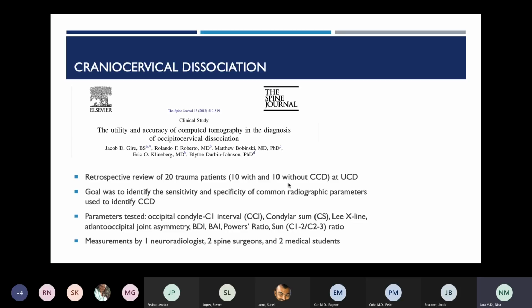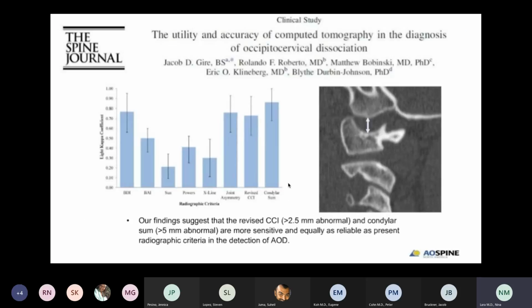So this study here, the utility and accuracy of CT in the diagnosis of occipital cervical dissociation, is a retrospective review of 20 trauma patients, 10 with and 10 without craniocervical dissociation. The goal was to identify the sensitivity and specificity of the common radiographic parameters that we use to determine if there is an injury. You can see here that these are the listed measurements. And they were measured by 2 spine surgeons, medical students, and neuroradiologists.